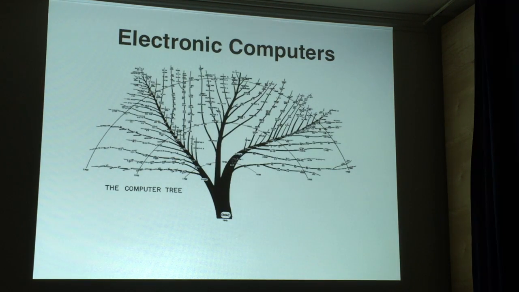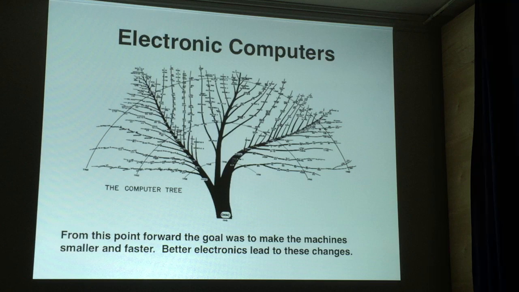Now, once the ENIAC was made, and it's represented down here at the bottom of this tree, then the advancements beyond the ENIAC served three purposes. Two of those purposes are here. From this point forward, the goal was to make the machine smaller and faster. Better electronics led to the ability to make the machine smaller and faster. Now the third thing was more efficient or easier to use.